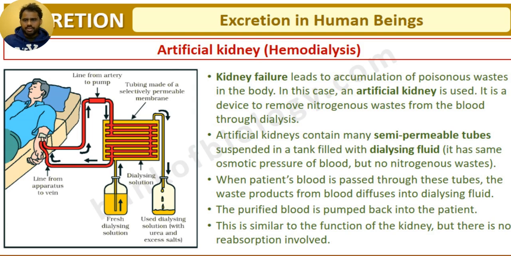The artificial kidney contains many semi-permeable tubes suspended in a tank filled with dialysing fluid. When the patient's blood is passed through these tubes, the waste products from the blood diffuse into the dialysing fluid. The purified blood is pumped back into the patient. This is similar to the function of the kidney, but there is no reabsorption involved.